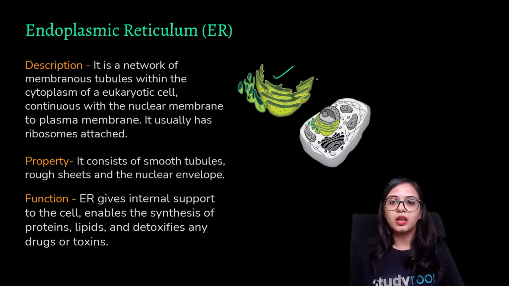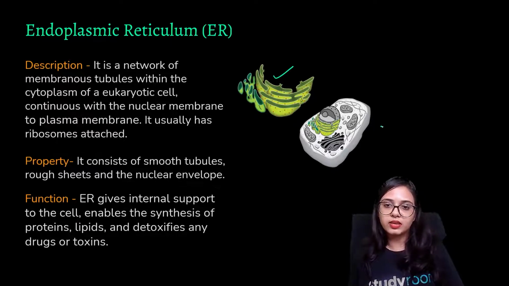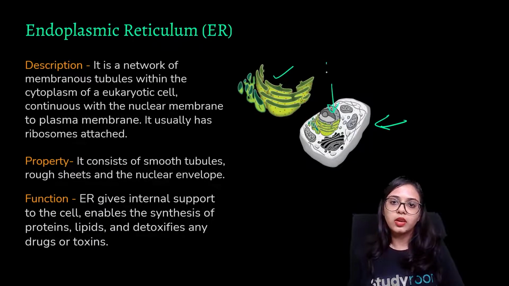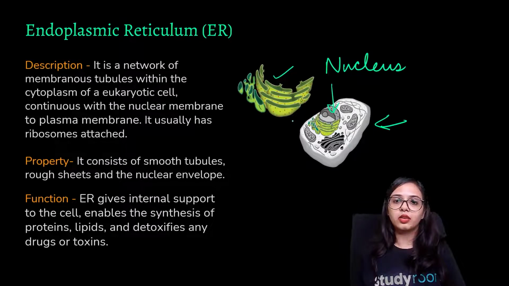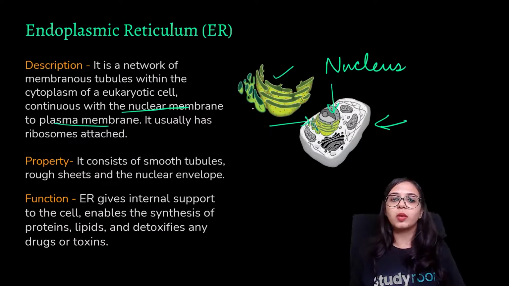So what happens is that if you see this diagram over here, this is the nucleus, okay. The endoplasmic reticulum attaches itself to the nucleus on one side, and towards the other side, in the end, it is attached to the cell membrane. So it is continuous with the nuclear membrane to the plasma membrane, and it usually has ribosomes attached.